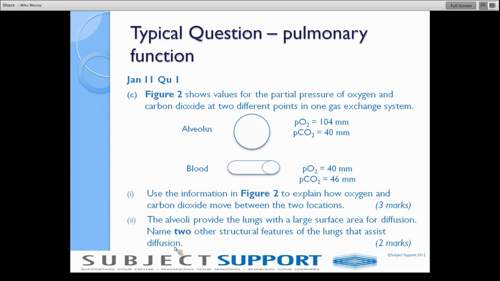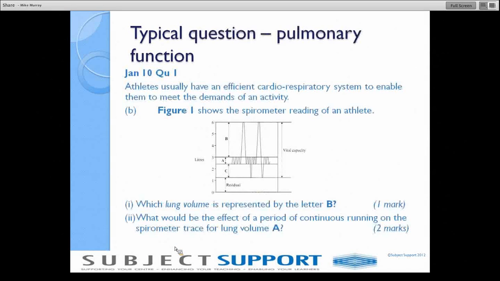So what do we need to know about for this sort of stuff? Okay, it's revision. Hopefully you could answer them straight away. Also linking to this one, we can talk about spirometers, these machines that measure lung volumes. So here we've got a spirometer trace. Ask you to identify lung volume B. We've also got a question asked about lung volume A. Okay, so these sort of questions we need to answer.